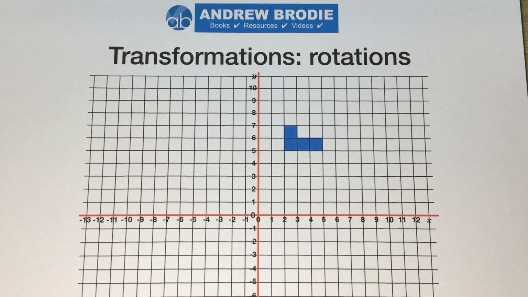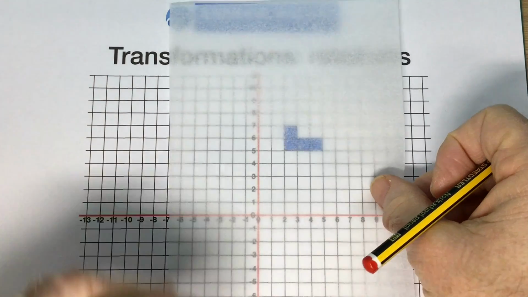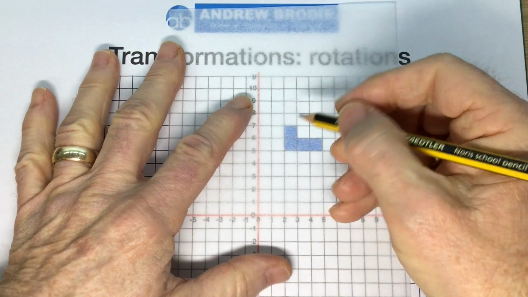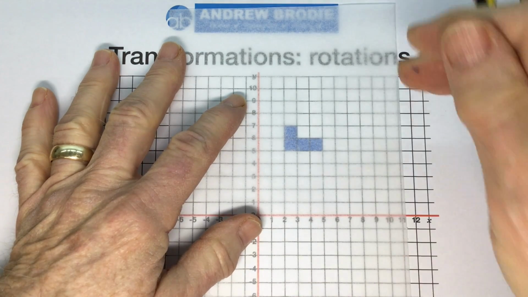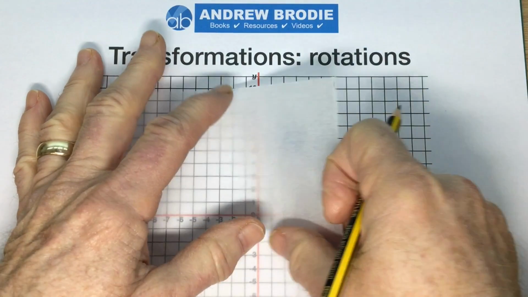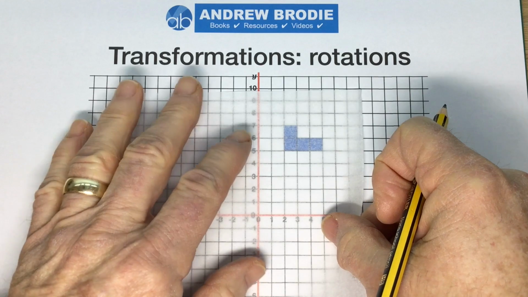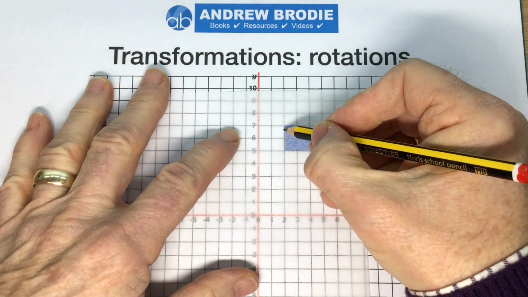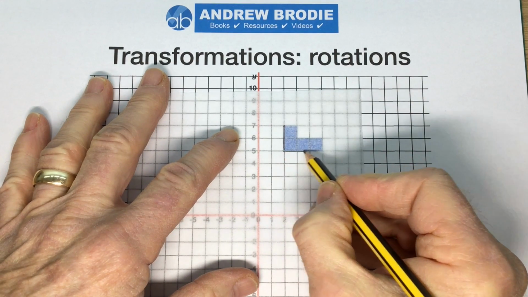Now, when you're dealing with rotations, it's really useful to have a piece of tracing paper. So I've got some tracing paper here, and I'm going to just trace the shape. Perhaps I'll put it further in one corner. I might get more use from my paper then. So just drawing, sketching it on.